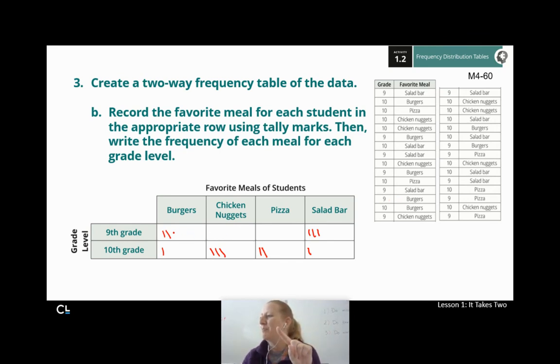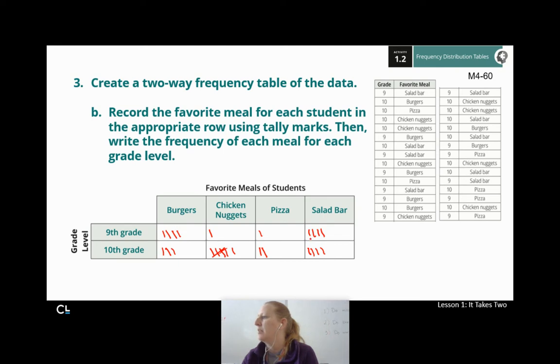9th grader who likes burgers, a 10th grader who likes burgers, a 9th grader who likes chicken nuggets, 9th grader who likes the salad bar, a 10th grader who likes chicken nuggets, another 10th grader likes chicken nuggets. I group in 5, so I put that slash across for the 5th one. 10th grader likes the salad bar. 10th grader likes burgers. Another 10th grader likes the salad bar. A 9th grader likes burgers. A 9th grader likes pizza. A 10th grader who likes chicken nuggets. Wow. 10th grader likes the salad bar.